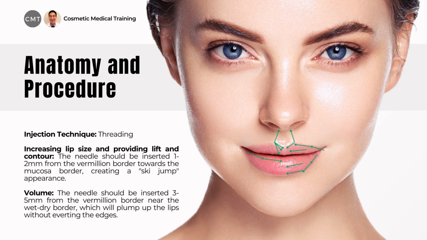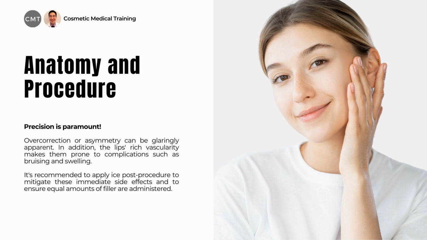For enhancing the vitreal column, the needle should be inserted at the junction of the Cupid's bow and the vitreal column, advancing superiorly. Vertical lip lines can be managed by direct injection of the lines or along the vermilion border. Care should be taken to use minimal amounts to prevent overcorrection and unnatural bulging. As lips are a focal point of the face, precision is paramount. Overcorrection or asymmetry can be glaringly apparent.